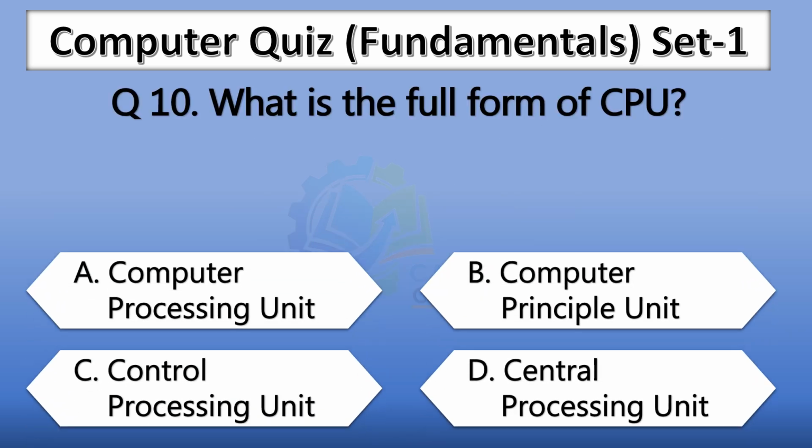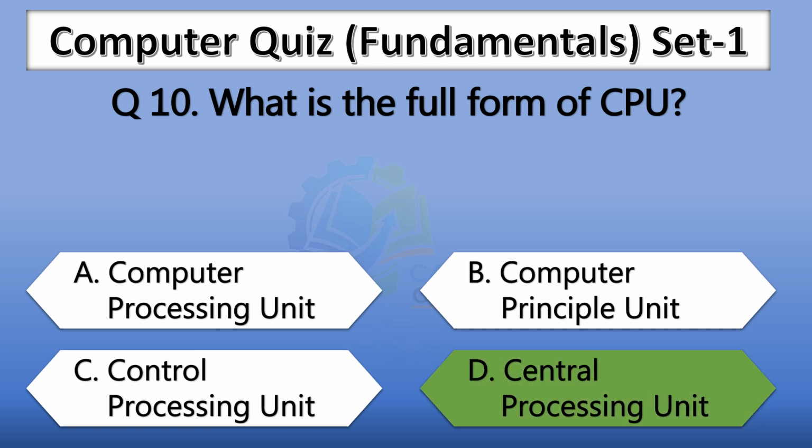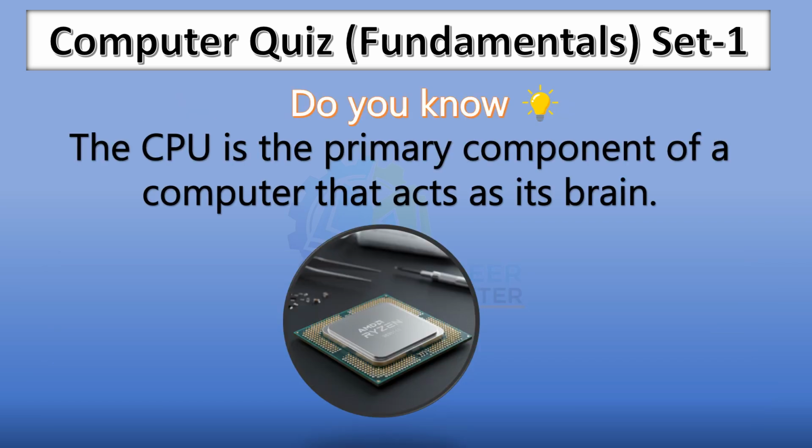What is the full form of CPU? The options are Computer Processing Unit, Computer Principal Unit, Control Processing Unit or Central Processing Unit. The correct option is Central Processing Unit. Do you know, the CPU is the primary component of a computer that acts as its brain?